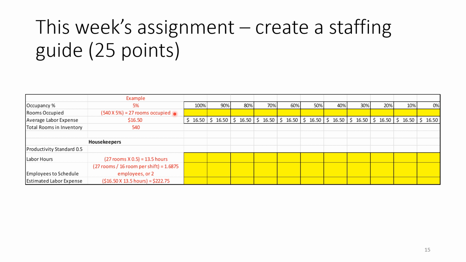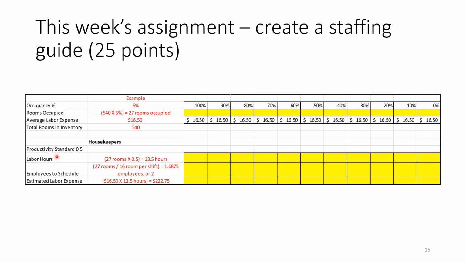Now that you know that, you'll calculate that for each level of occupancy, and you'll fill in the yellow squares. Anything highlighted in yellow, you need to complete, and that's part of your grade. Once you've done that, you need to calculate the labor hours.